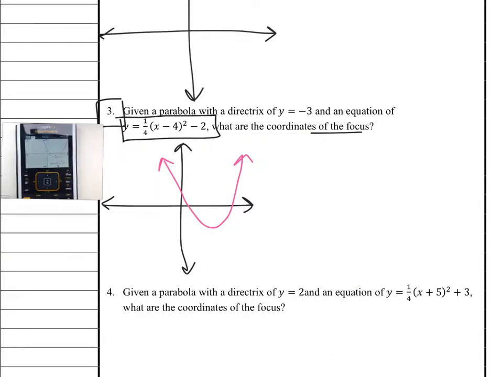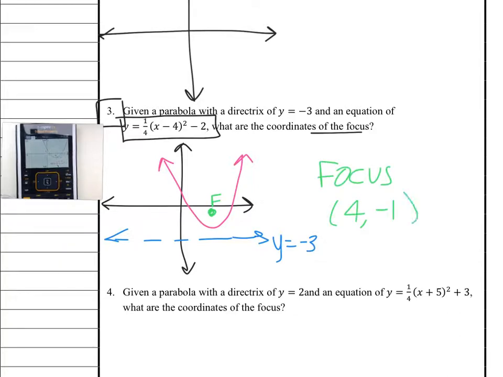So I'm starting my little sketch here. We've got the parabola plotted, our directrix at y equals -3, and then the focus, remember, was here. That's our focus, and the focus is located at (4, -1).